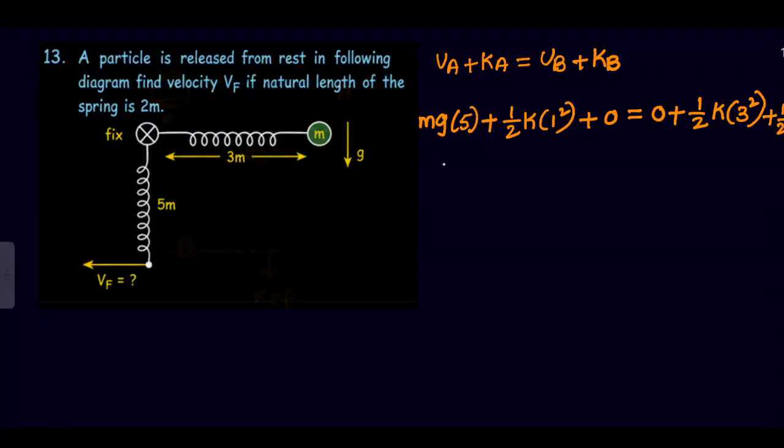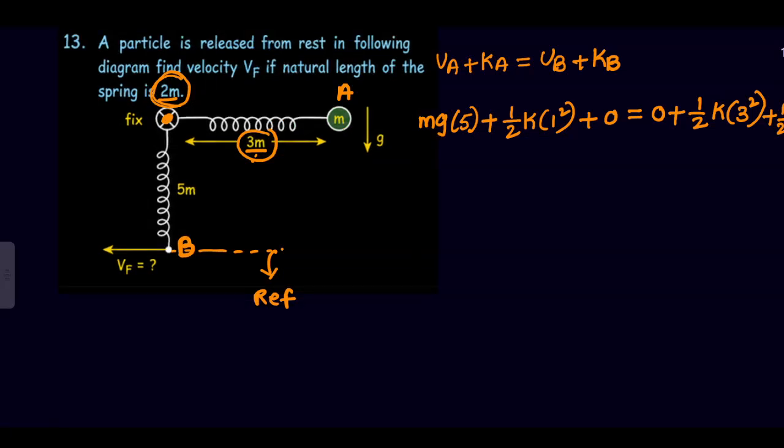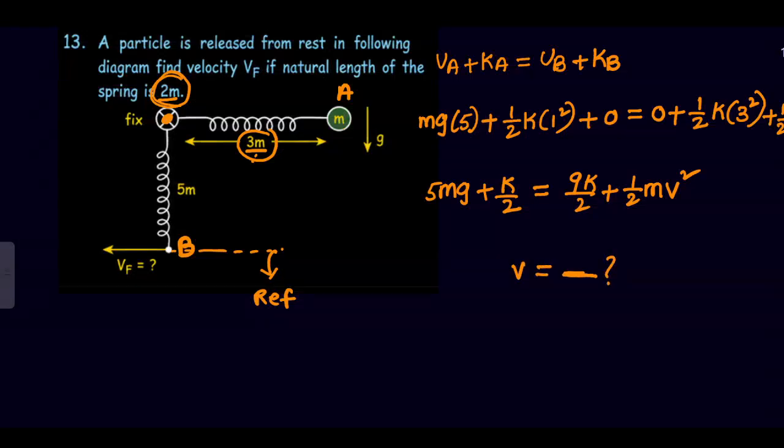So how much is this value? This is 5mg plus k by 2, the k value not given here, which is equal to 9k by 2 plus half m v square. The values are not given. If the values were given, we would substitute and simplify. Finally we need to calculate the v value. Given the values, we'll get the v value. We can keep it like that.